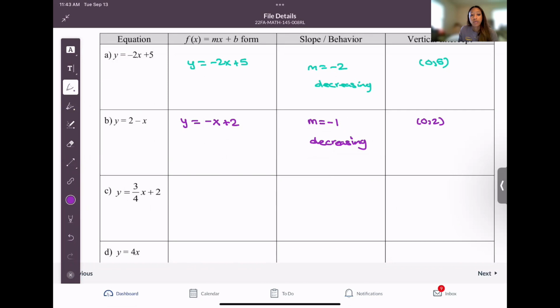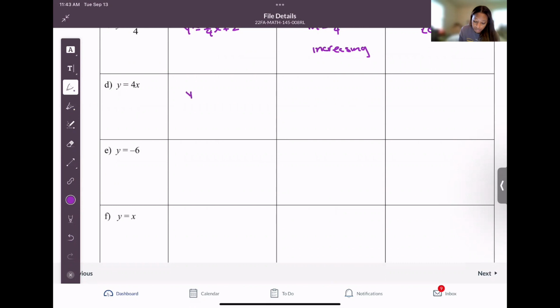All right, for part C, y equals 3 over 4 x plus 2. That's already in slope-intercept form. The slope here is 3/4. That's positive, so we have an increasing line. And the ordered pair here will again be 0, 2. For part D, this is in slope-intercept form. y equals 4x is the same as 4x plus 0. The slope is 4, so it's increasing. And since there is no constant there, that means it crosses at the origin. The y-intercept would be 0, 0.